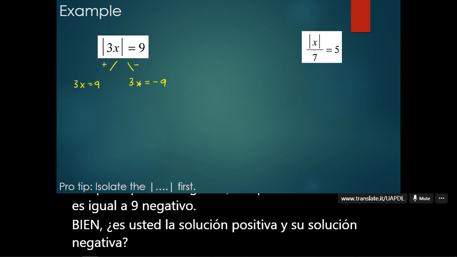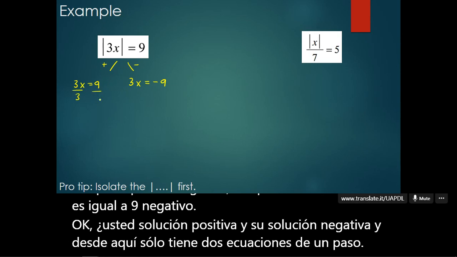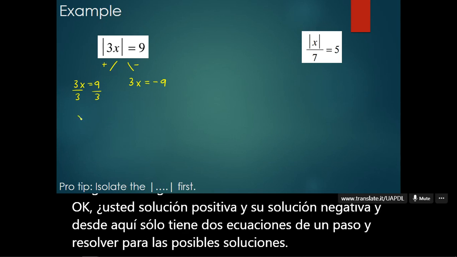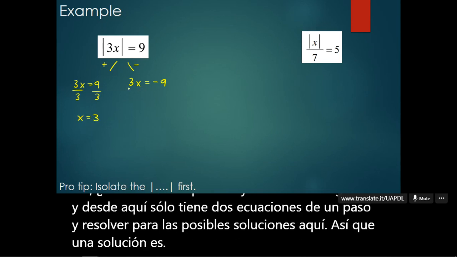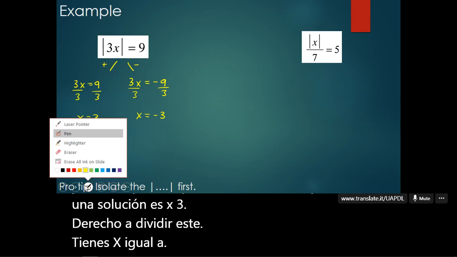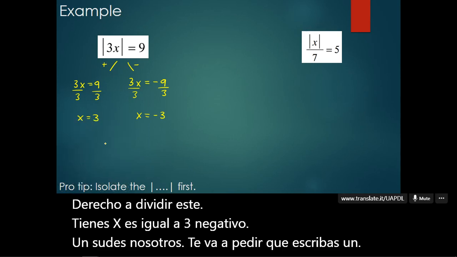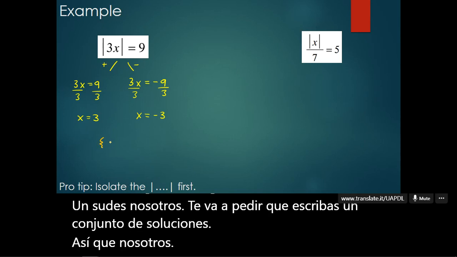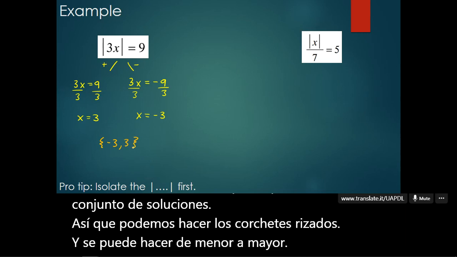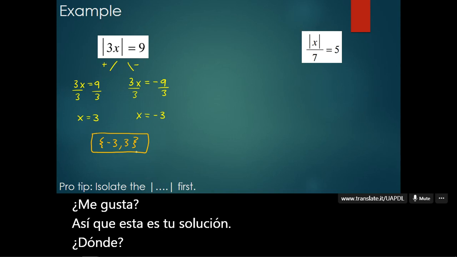And from here, you only have two one-step equations. You can solve for the possible solutions here. So one solution is x equals 3. If you divide this one, you have x equals negative 3. And on Sabas, it's going to ask you to write a solution set. So you can do the curly brackets, and you can do lowest to highest, like that. So this is your solution, where x is equal to negative 3 and positive 3.